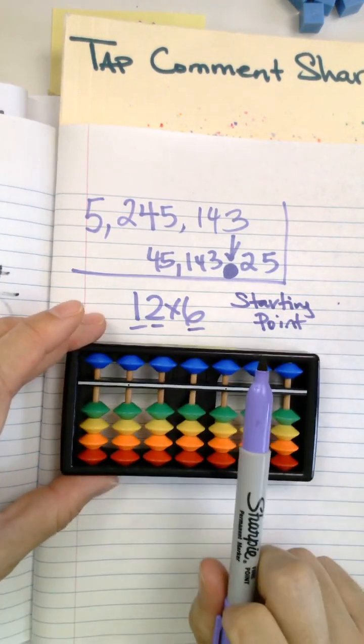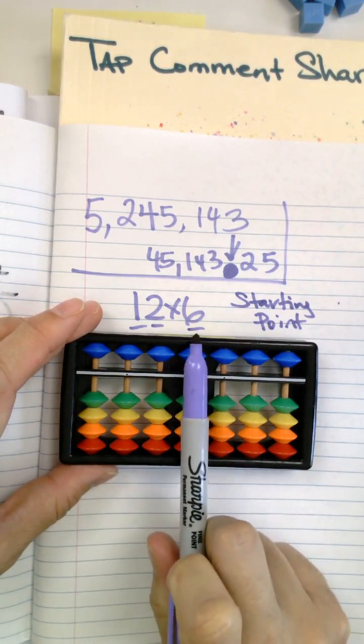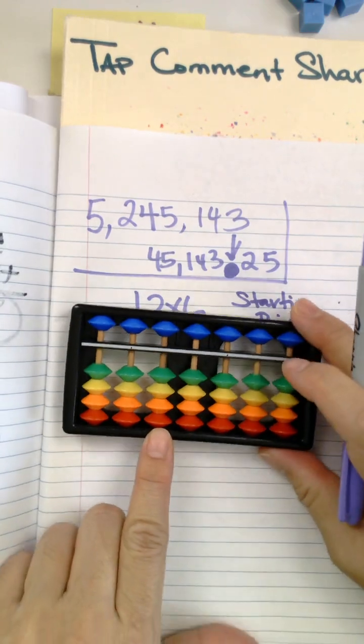At the third column, what is the third column? It's the hundreds. 1, 2, 3. This is our third column. So our hundreds is over here.